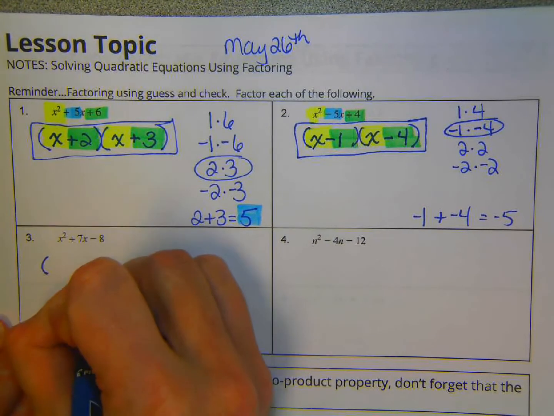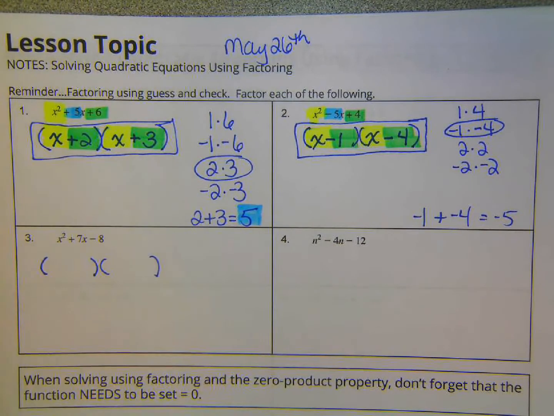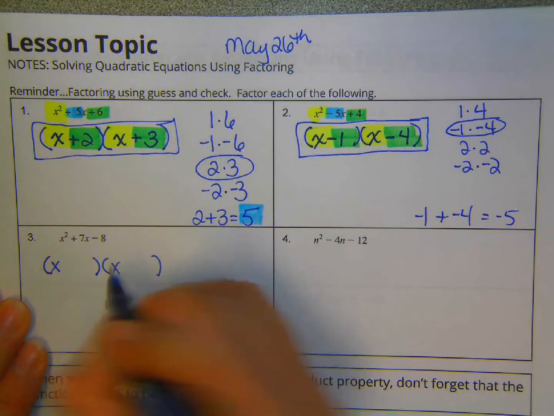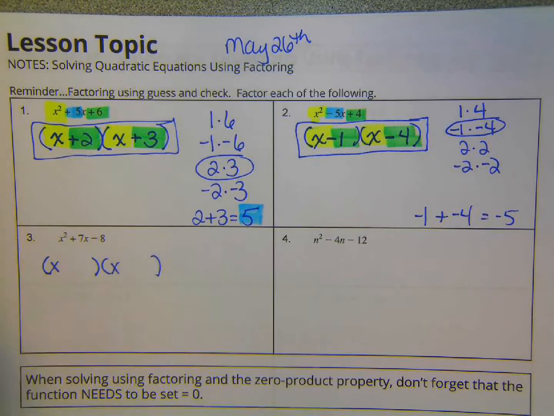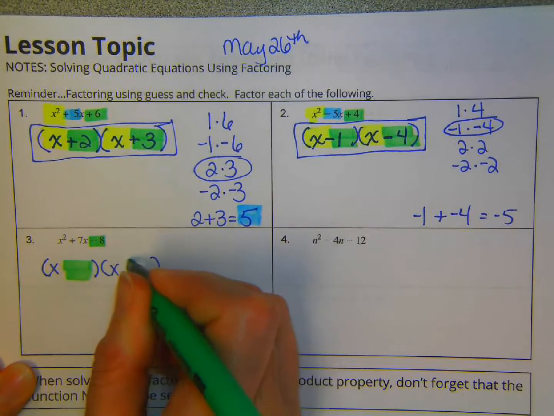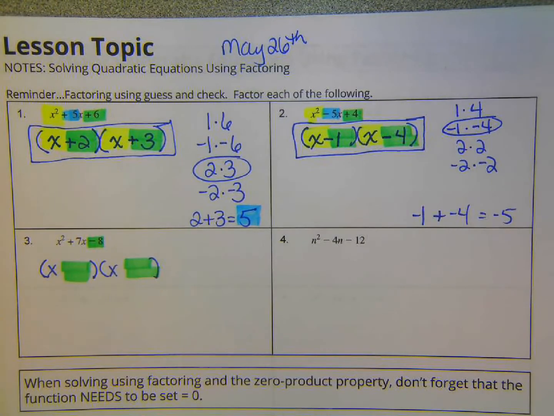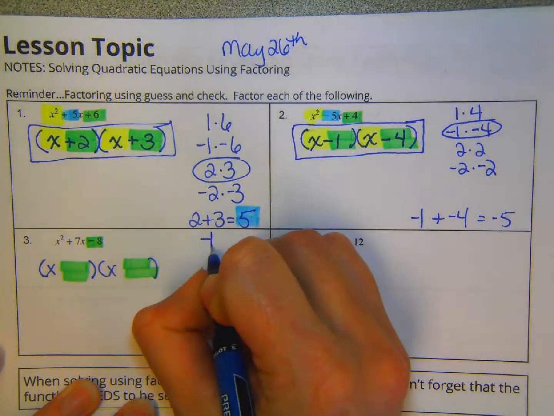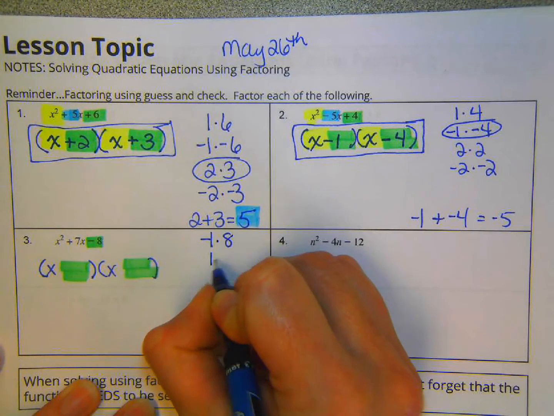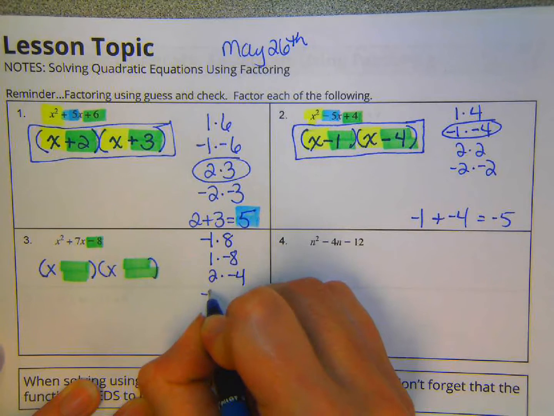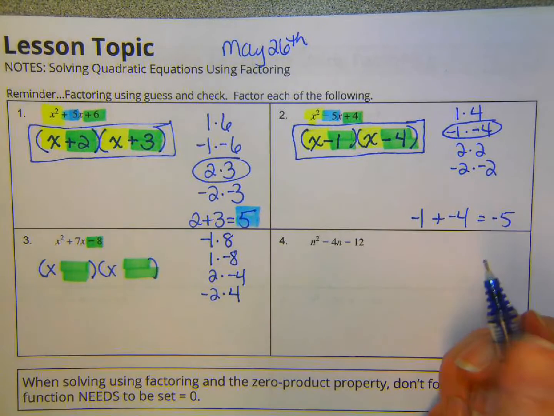We want to factor this into a binomial. What times what gives me x squared? Well, x times x. What times what gives me negative 8? This is the part that's the most critical at this stage in the game. What can we multiply to get negative 8? Let's see here. Negative 1 times 8. 1 times negative 8. 2 times negative 4. Or negative 2 times 4. Those are the only options.